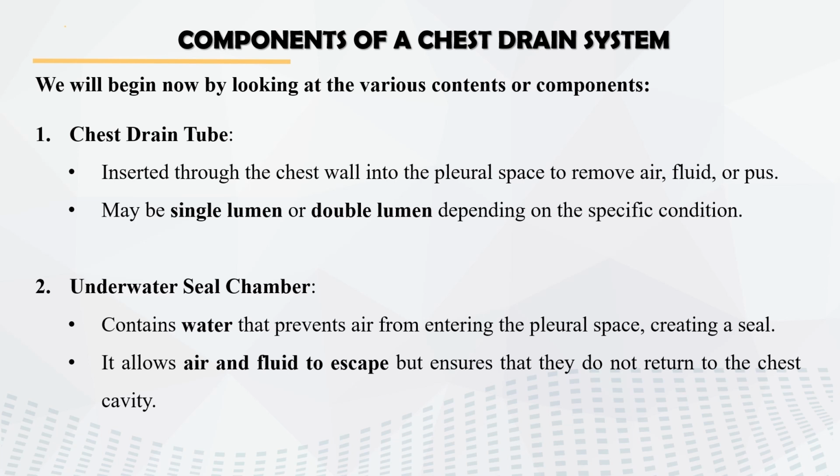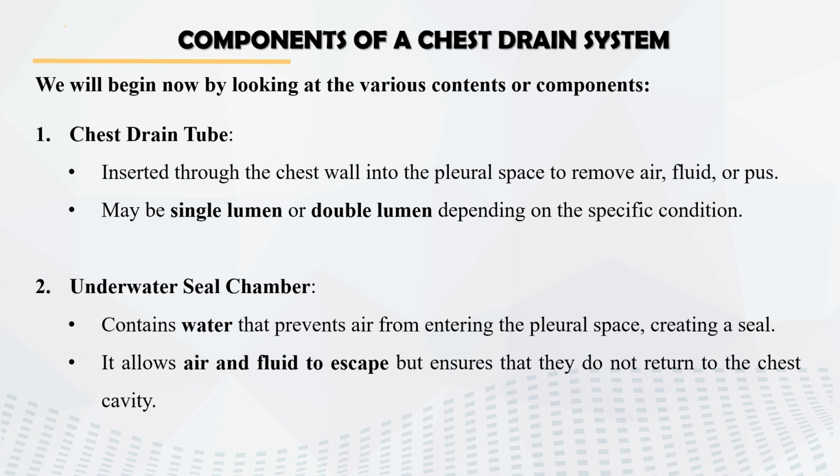Chest drain tube. The chest drain tube is inserted through the chest wall into the pleural space to remove air, fluid, or pus. If you took note of the image that was shown on the slide before this one, you will see a typical diagram of an underwater seal drainage. And there you will see the chest drain tube. It could be a single lumen tube, it could be a double lumen tube, depending on the specific condition. The second component we want to look at is the underwater seal chamber.